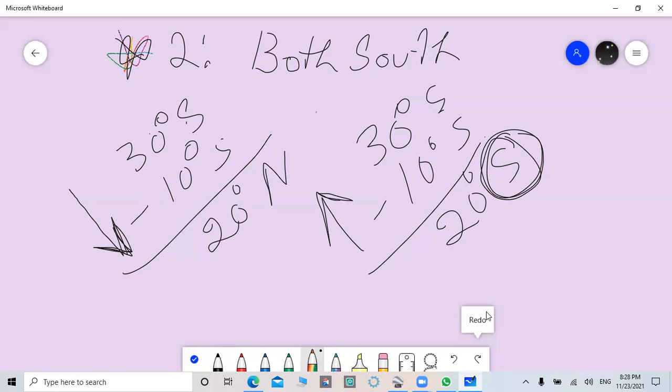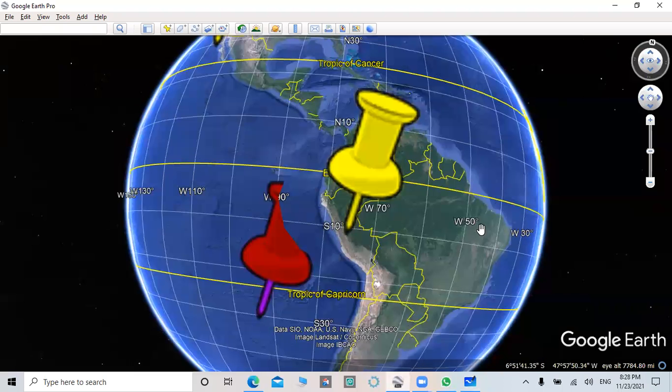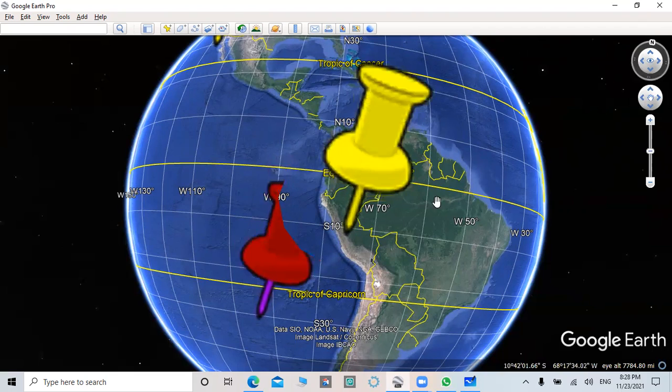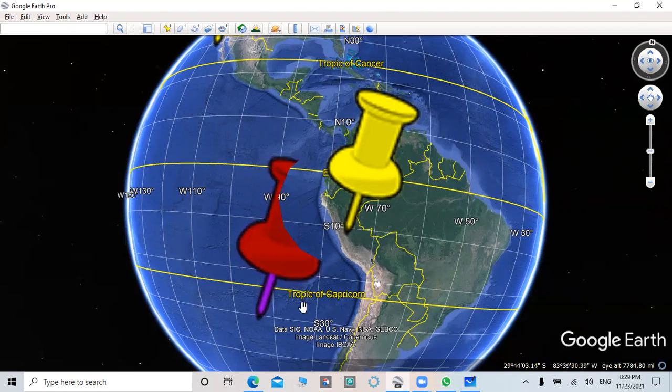So I hope this is not that complicated. It is just the opposite of when we have both north, and this is when it is both south. You will understand it if I take you to Google Earth. For example, here, if you go lower to higher, meaning 10 to 30, you are actually going south. And if you go higher to lower, although both are in the south, you are actually going north.